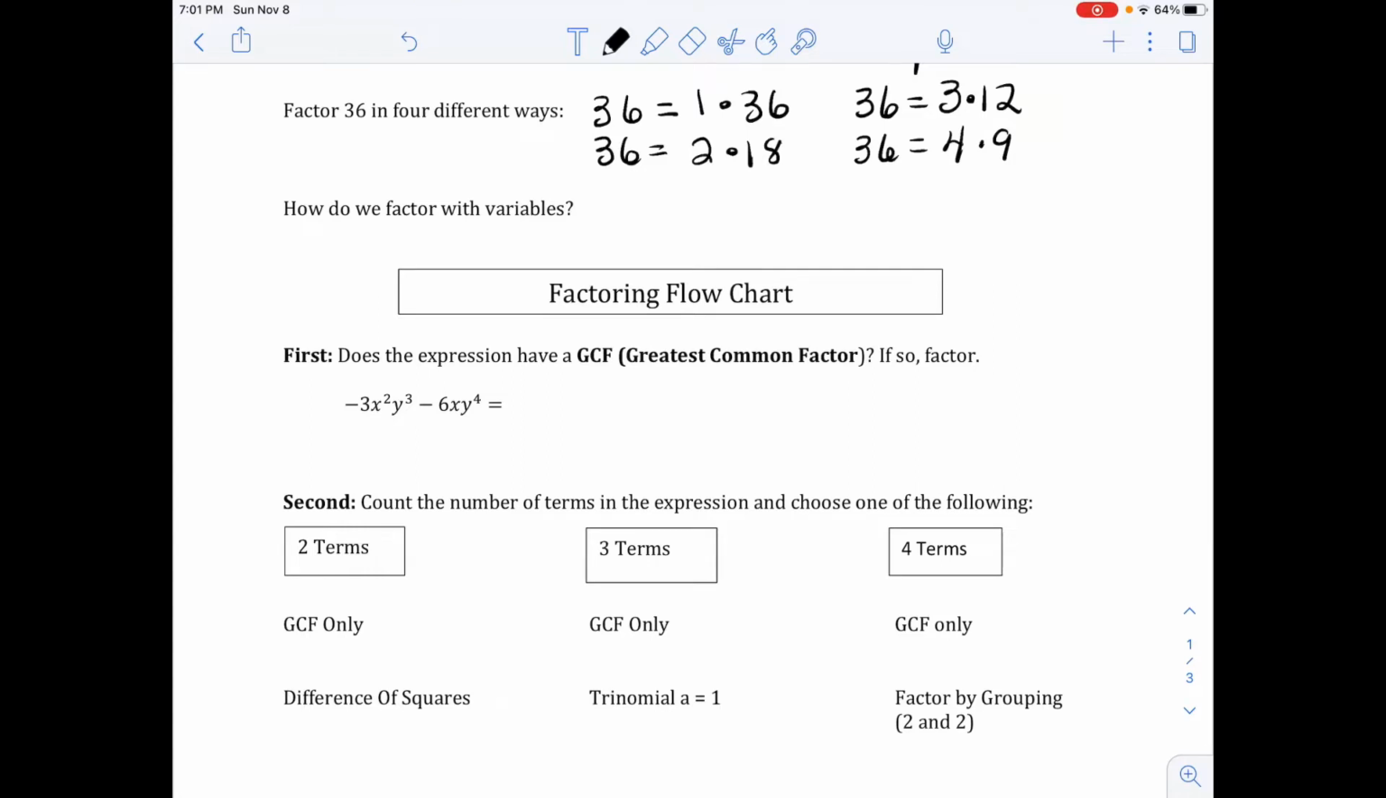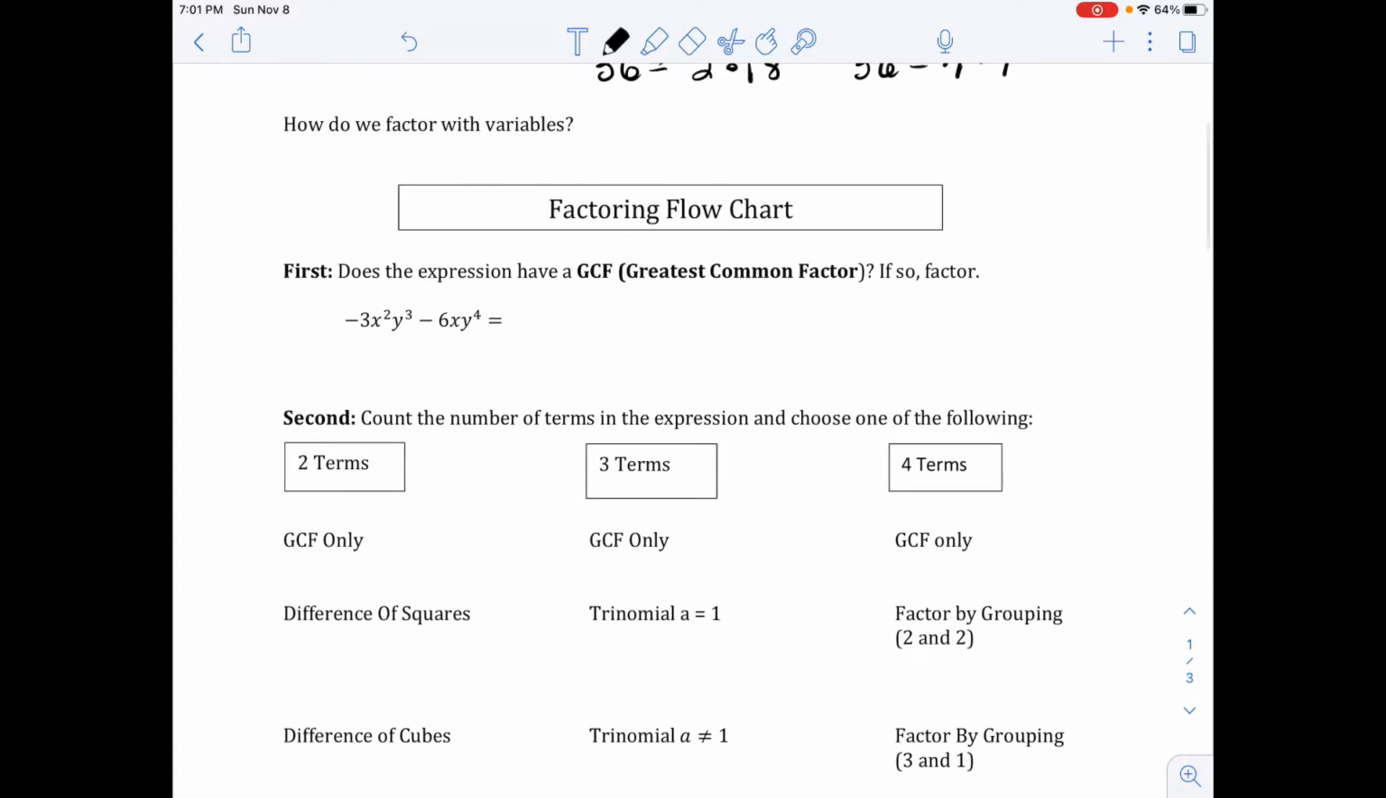And the greatest common factor is the number. There could be just a number for the greatest common factor, or there could be a number and variables. If it's the number, then you're looking for a factor that is common to both numbers and the largest factor that is common to both numbers. Variables, you're looking for how many of the same variables each term has.